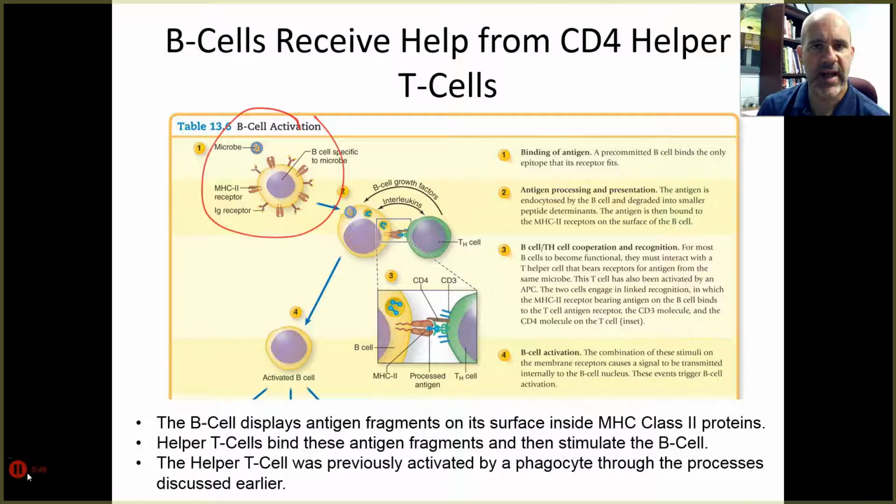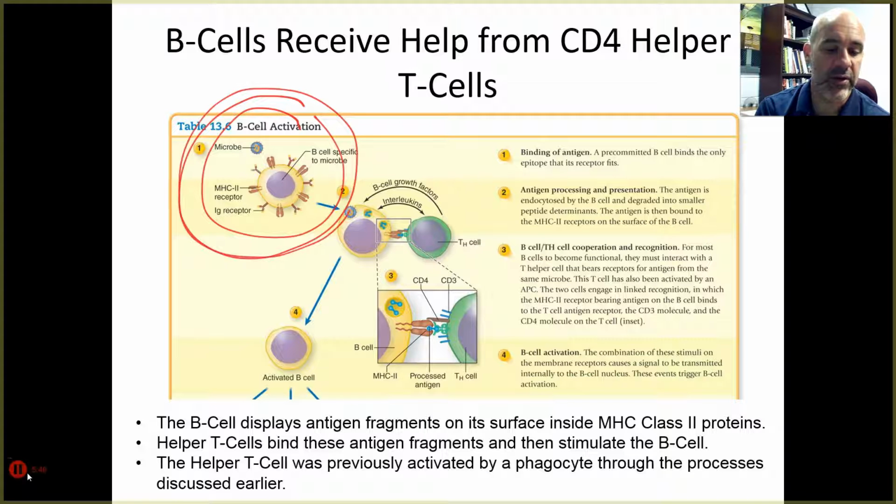It's like two switches have to be flipped before a B cell is going to become activated and start cranking out lots of antibodies. So switch number one is right here. The B cell has to see the antigen that it is programmed to attach to and respond to. And then also over here, you have to have a helper T cell that has also seen that same antigen.